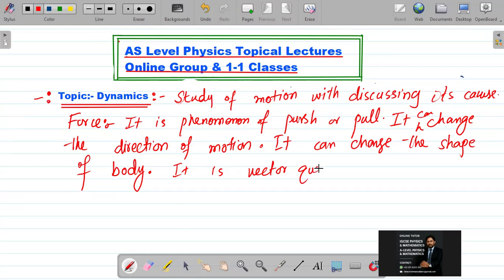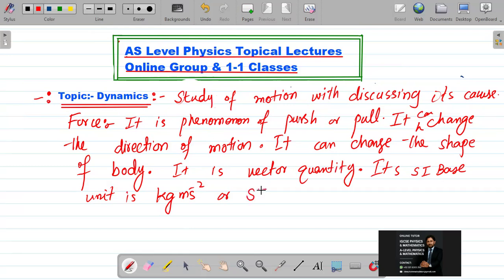Vector quantity having both magnitude and direction. Its SI base unit is kg meter per second square, or the SI unit is Newton.